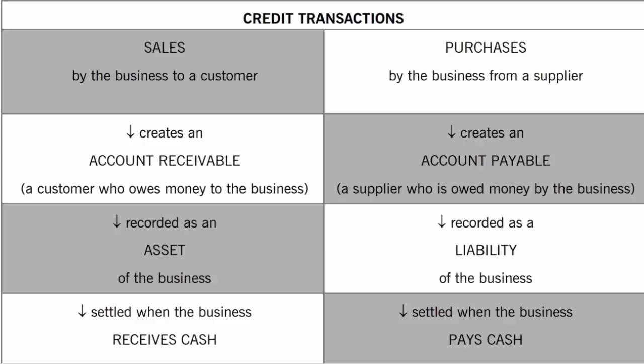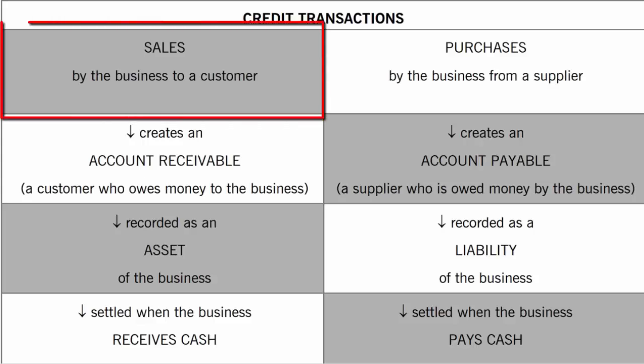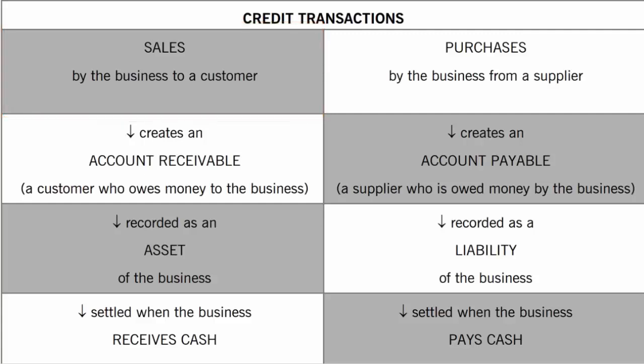Now let's break it down column by column. First column, sales on credit. When a business sells goods or services to a customer on credit, the customer doesn't pay right away. Instead, they agree to pay later. Here's how that works, step by step. 1. What happens? The business makes a sale. The customer gets the goods or services but delays payment. For example, imagine a flower shop sells $500 worth of flowers to a customer and lets them pay after 30 days. That's a sale on credit.